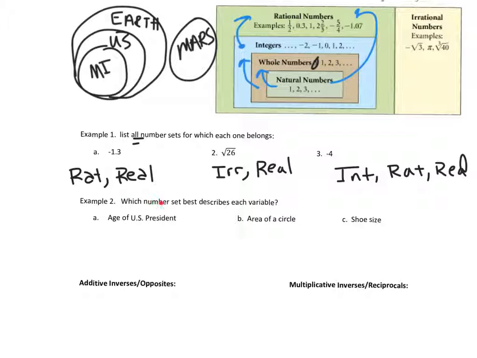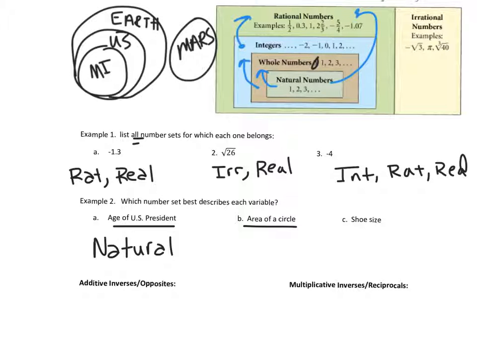Example 2, which number set best describes each variable? So the age of a U.S. president. When we're talking about ages, we usually say, I am 20 years old or I am 15 years old. So in that case, we're talking about natural numbers. It wouldn't be a whole number because presidents have to be at least 35. So I'm going to write the natural numbers.